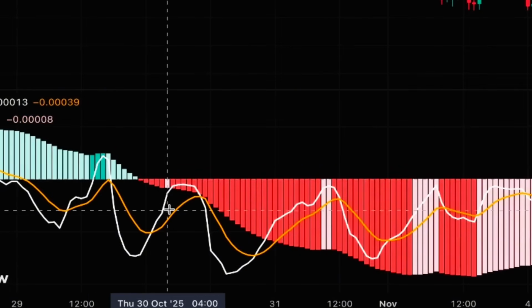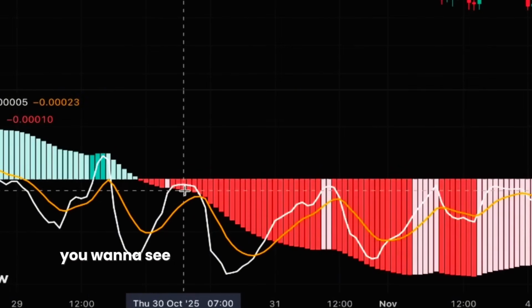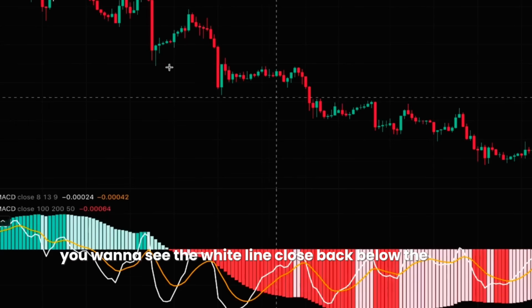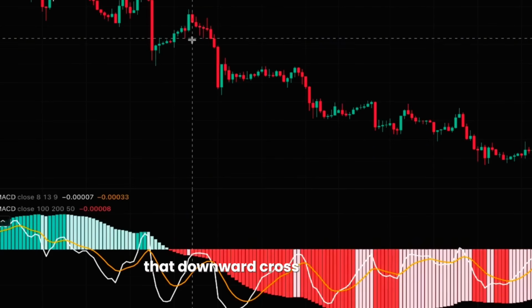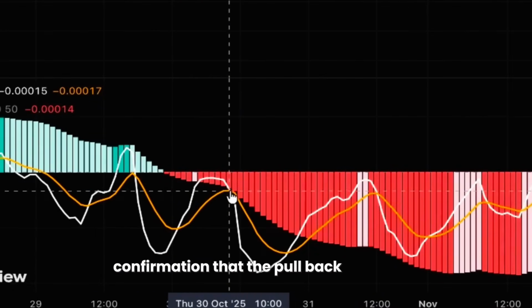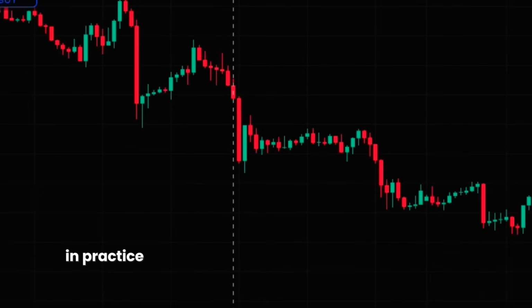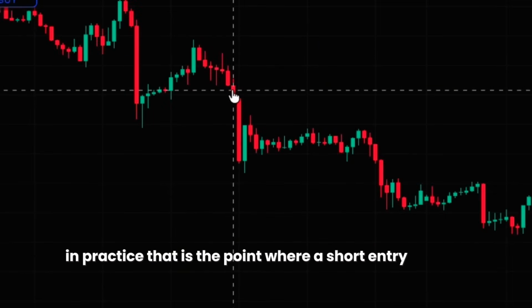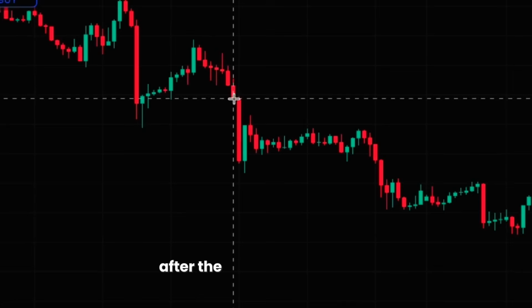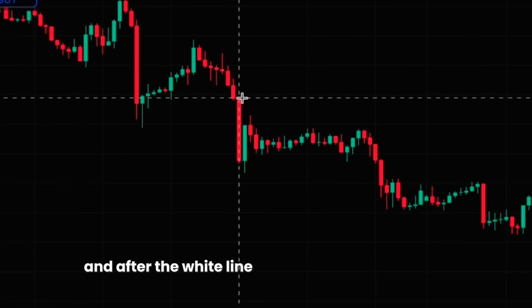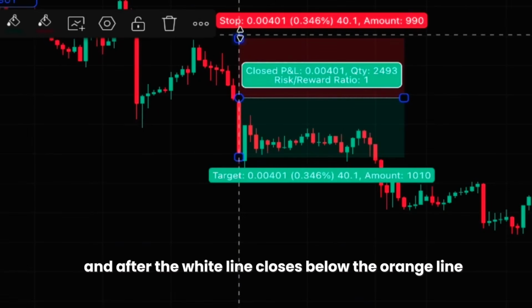Then you wait. When the pullback is finishing, you want to see the white line close back below the orange line. That downward cross is your timing confirmation that the pullback likely ended and downside momentum may be returning. In practice, that is the point where a short entry becomes more logical. After the bearish histogram flip, after the pullback forms, and after the white line closes below the orange line.